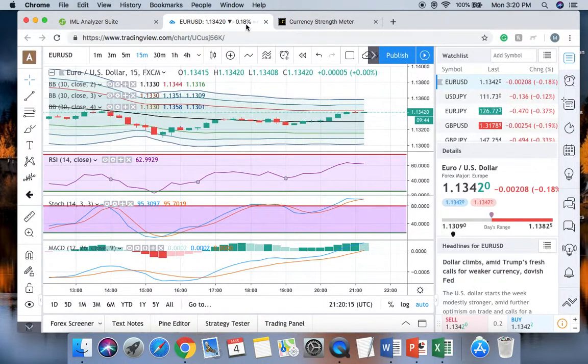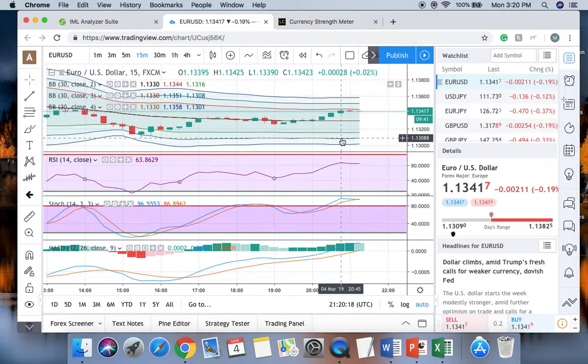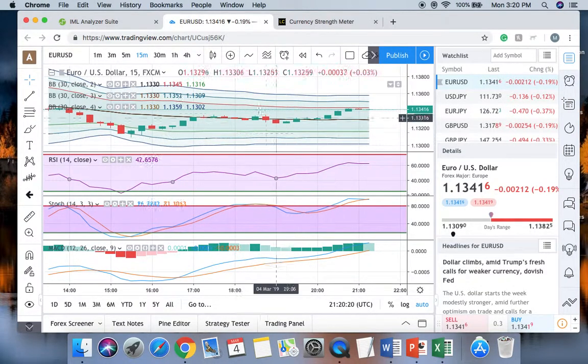So those are the two strategies for today. There's certainly more. You need to learn the nuances of both of these, but this is what I use with great success, and we'll be back soon with more live trading videos.